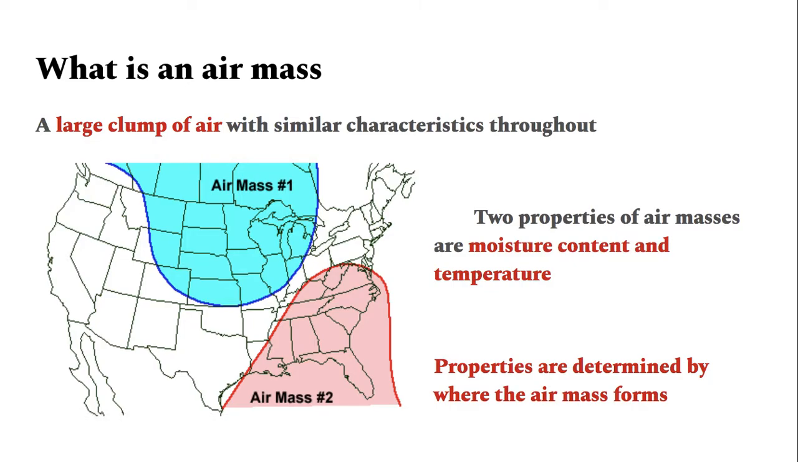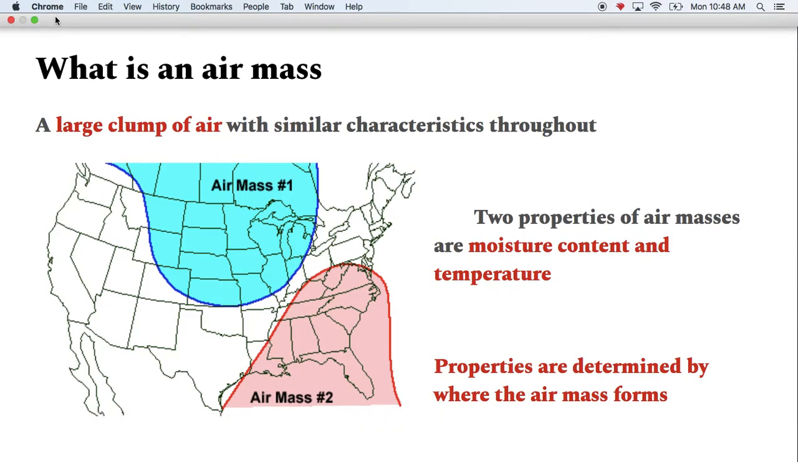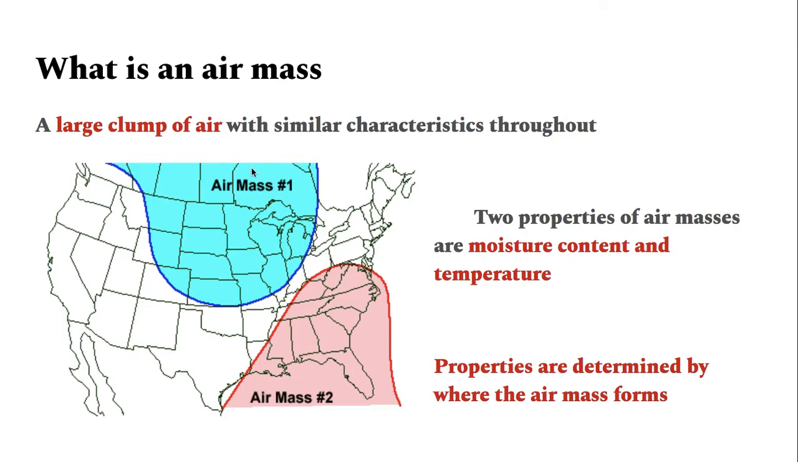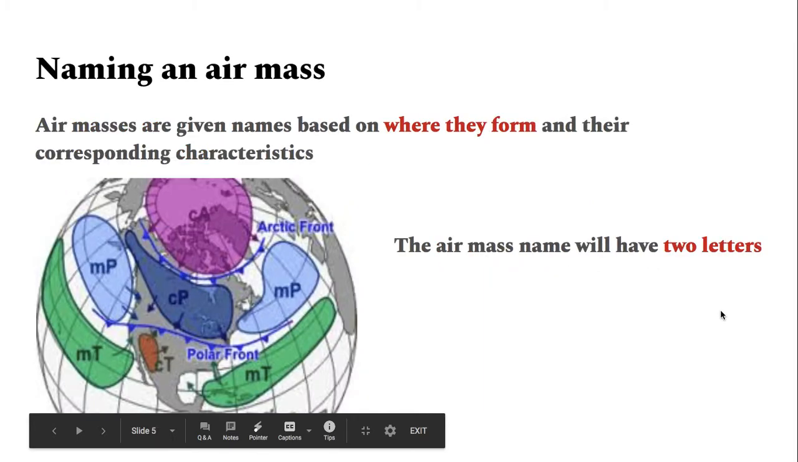The first thing we're going to talk about are air masses. Alright, so an air mass is a clump of air with similar characteristics throughout. Alright, so it's a blob of air. Air masses have a moisture content and a temperature. That's how we describe them. That's how we're going to give them their names. And these properties are determined by where the air mass is formed. So did it form over Canada? Does it form over the ocean? Did it form over a desert? Those types of places, or information about those places, are going to tell us what the air is going to be like.